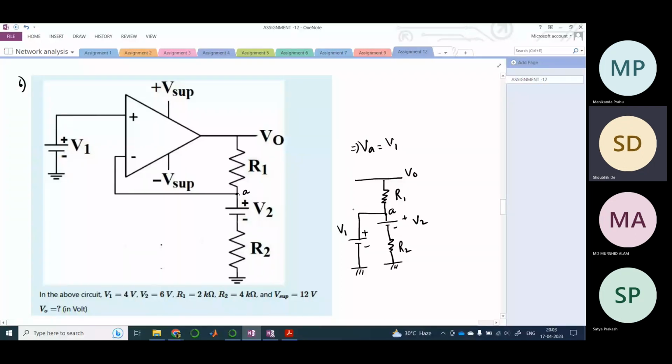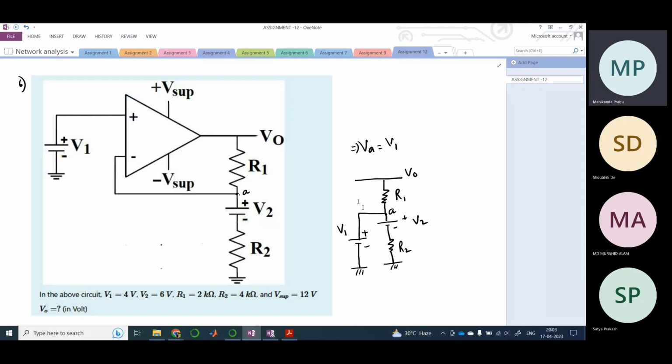So this is the equivalent circuit. From this we can now calculate what is V0. We'll calculate this, but before that I'll just stop. So guys, did you understand how we have redrawn the circuit from this to this? Is it clear?